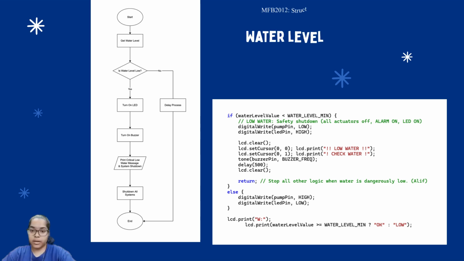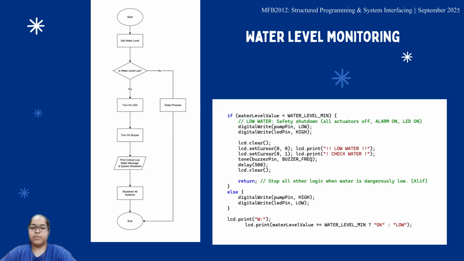For my part, I will be explaining flowcharts and coding for water level monitoring. Before the system does anything else, it must always check for a critical safety condition, which is low water level. This is an absolute priority because running a pump when the water source is empty can damage the pump or lead to the plant drying out. Let's look at the flowchart, which is directly reflected in our code.